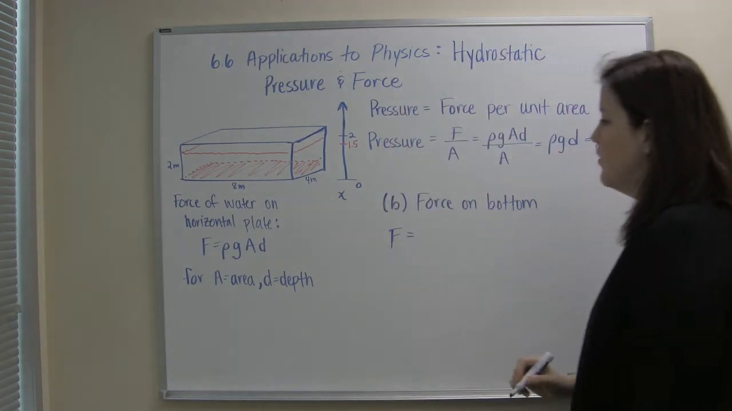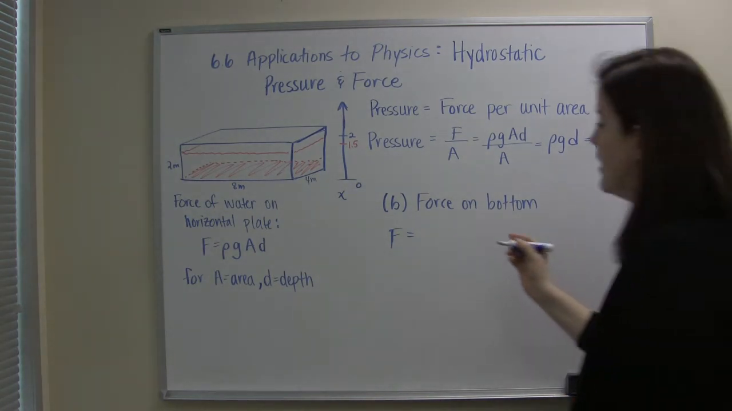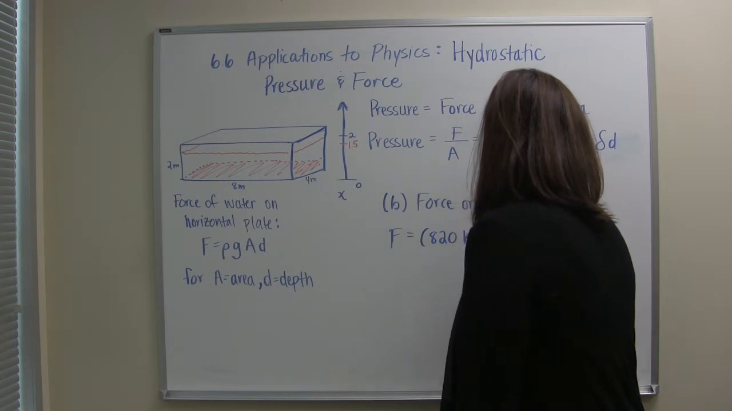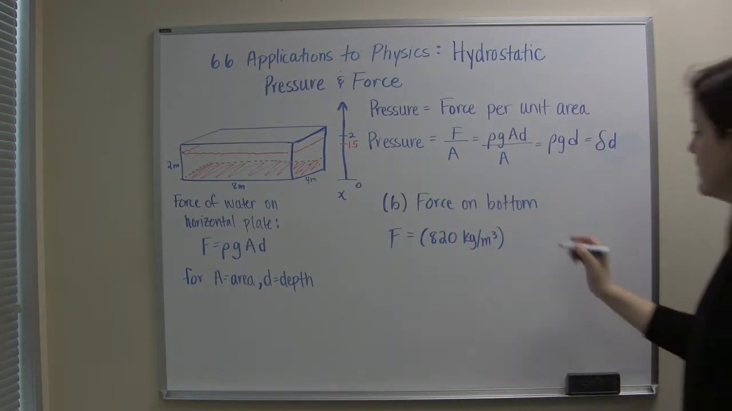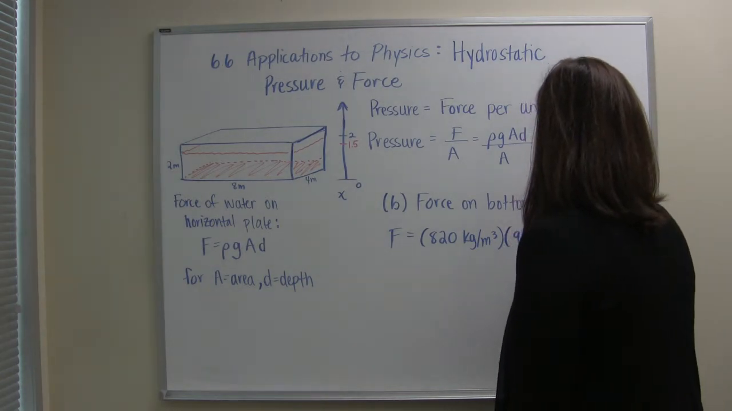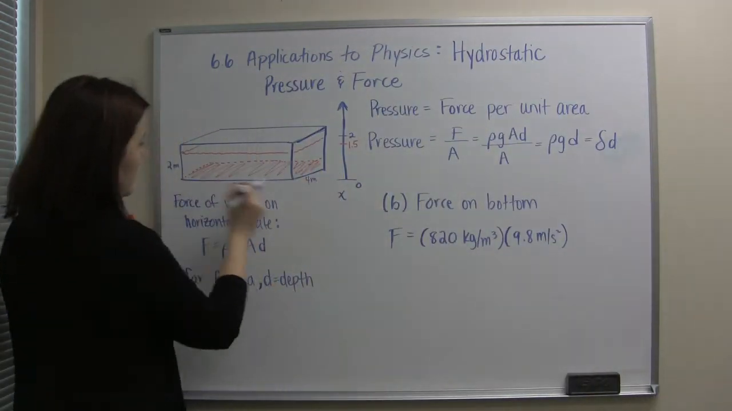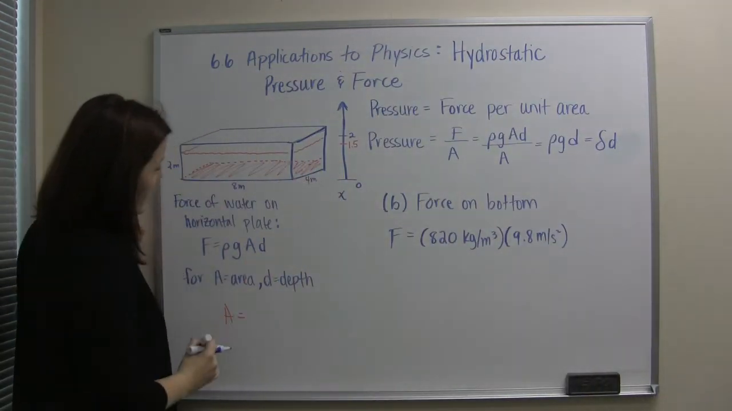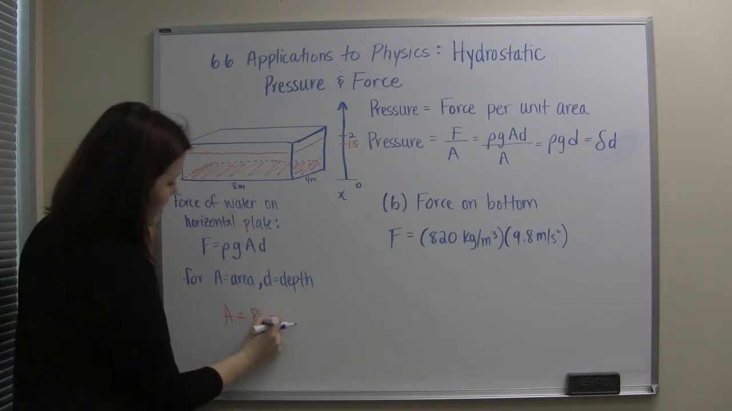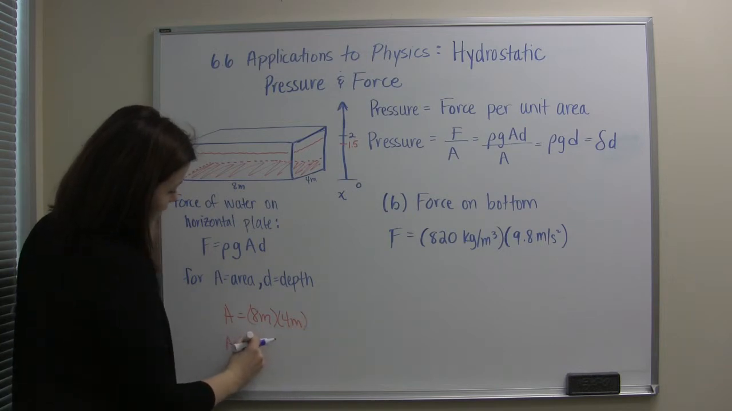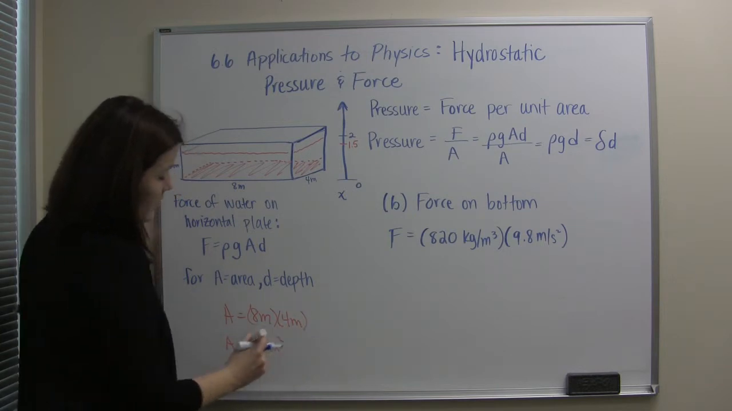So using this formula over here, I was given that the mass density of kerosene is 820 kilograms per meter cubed. I also know the force of gravity is 9.8 meters per second squared. And now let's talk about the area. Well, the plate at the bottom is a rectangle, and so we should be able to just use these dimensions to compute the area of our horizontal plate. So that should be 8 meters, length, times width, 4 meters. So our area should be 32 meters squared. Just the area at the bottom.